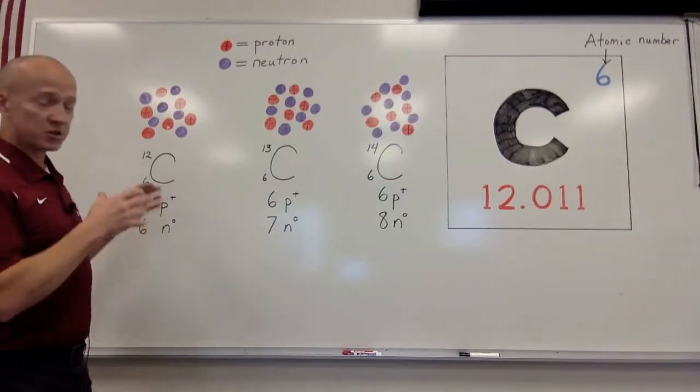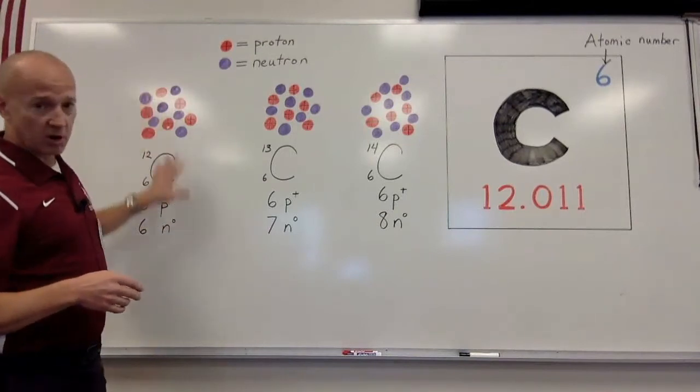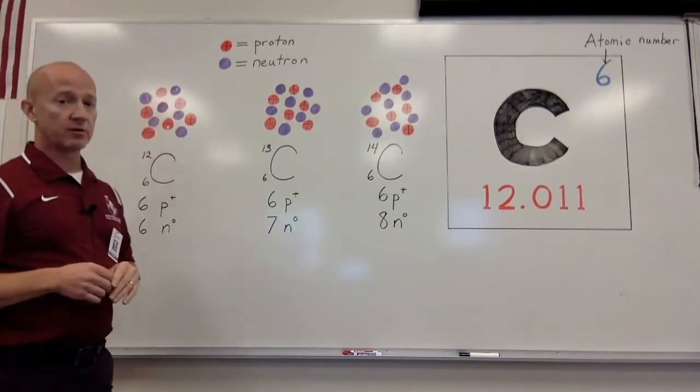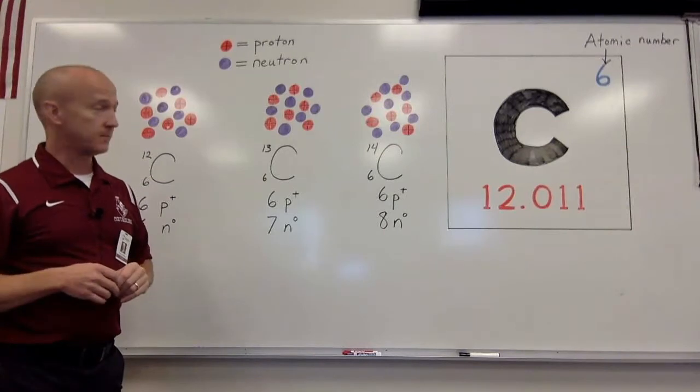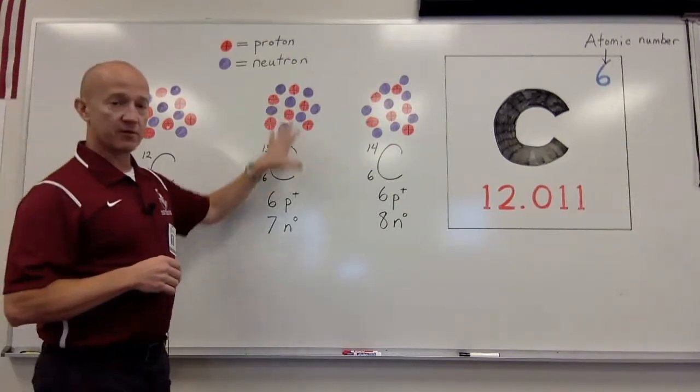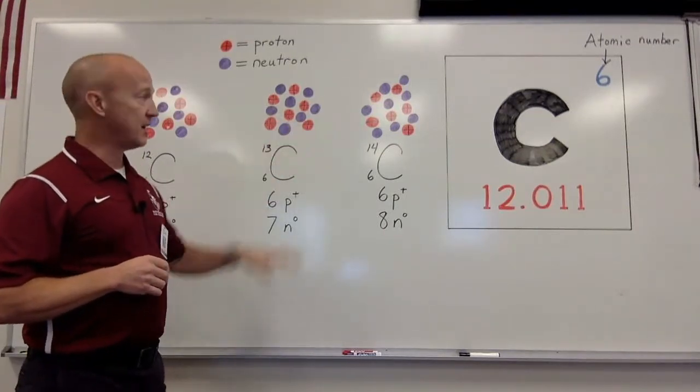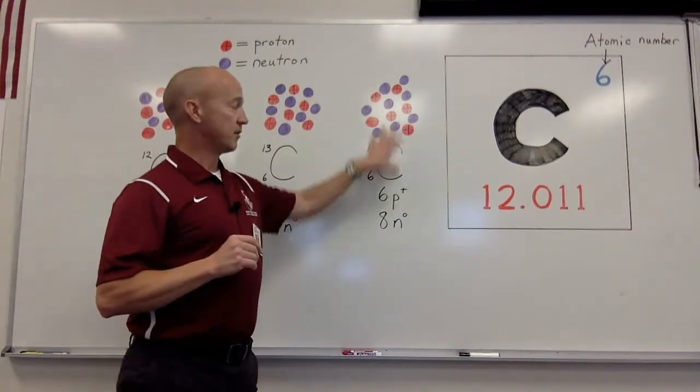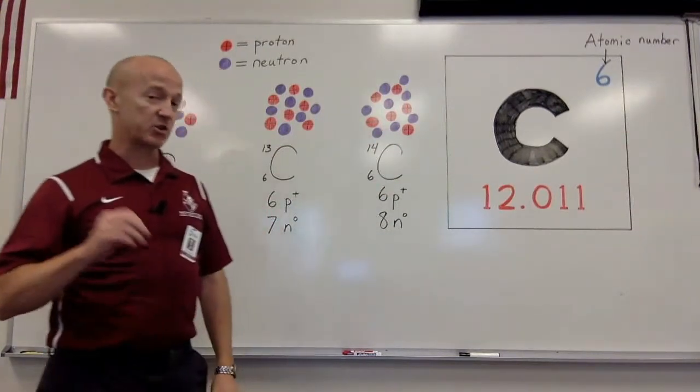In fact, as far as carbon goes, most of the carbon in the universe is carbon 12, about 99% of it. A very small amount of carbon 13 exists, and then an even smaller amount of carbon 14 exists. We would call it a trace amount.